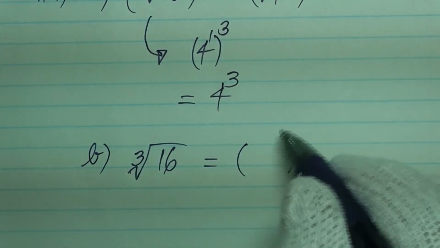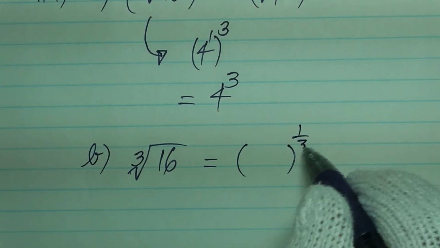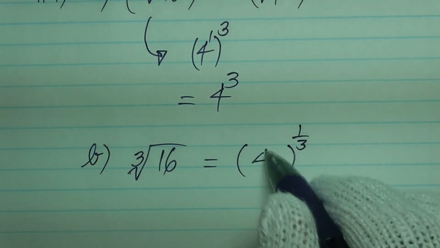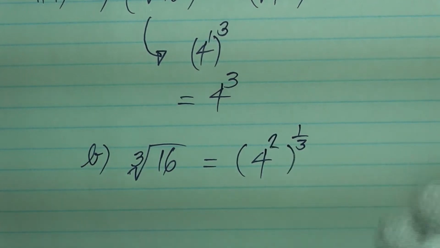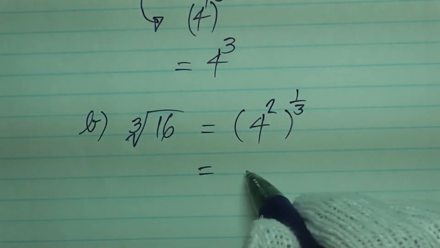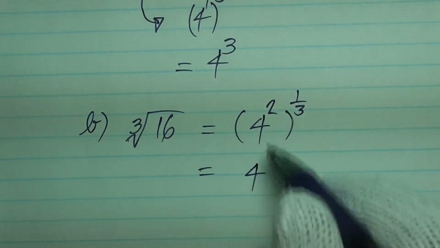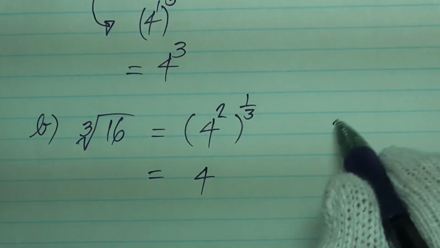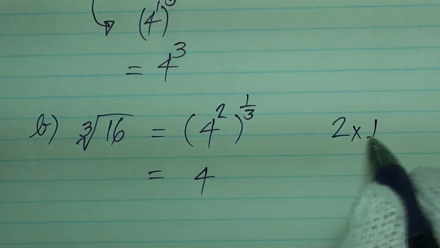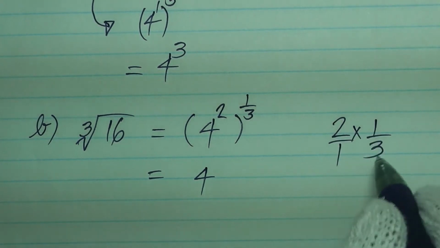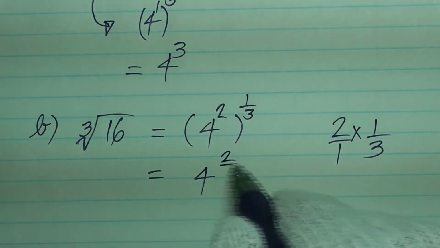Remember, the cube root means the exponent is 1 over 3. 16 is the same as 4 squared. It's going to be inside exponent 2 times 1 over 3. Remember, 2 times 1 over 3, there's an over 1. 2 times 1 is 2, 1 times 3 is 3.